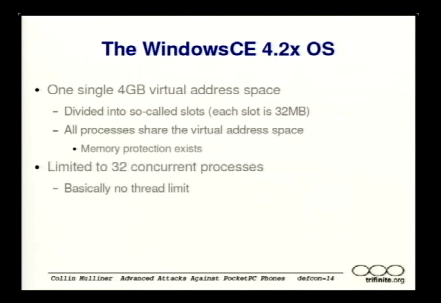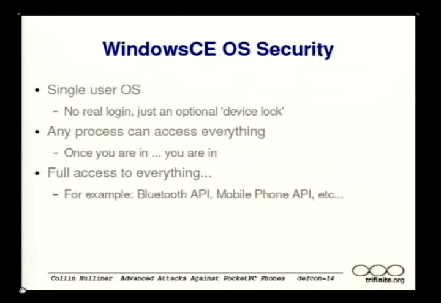Some quick overview about Windows CE. Windows CE only has one virtual address space for all applications or all processes, which is divided into this really stupid slot structure. We have basically a 32 process limit, and there's kind of memory protection. So it's a really stupid OS, but we are not going to look at the real details. We're actually only interested in MMS.